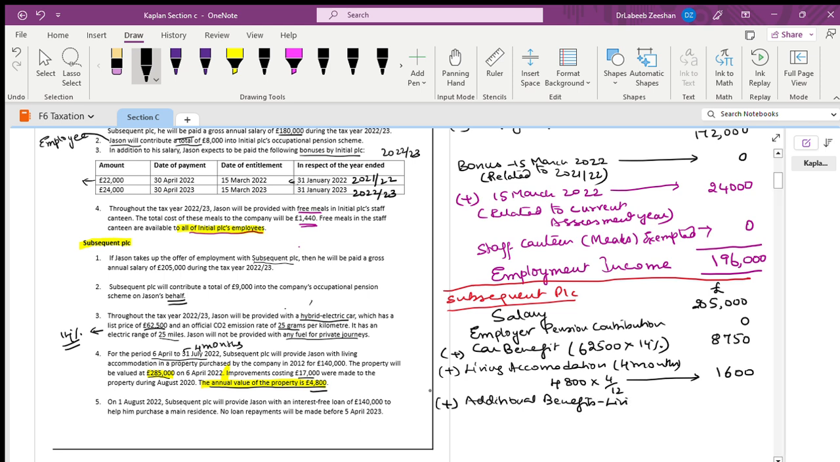Living accommodation. Is it an additional benefit? How much is the additional benefit? What is the market value they have mentioned? The market value is how much?